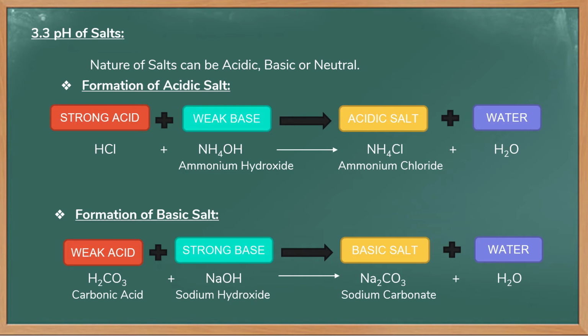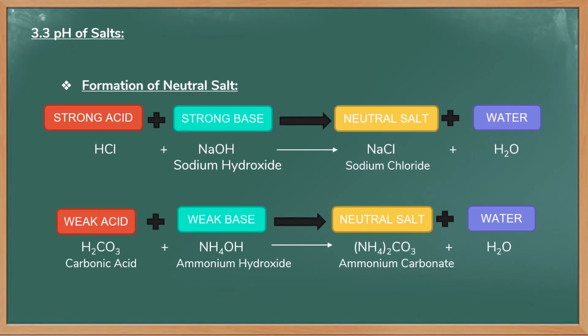Formation of basic salt. Basic salt is formed when a weak acid reacts with a strong base. Here carbonic acid is a weak acid and sodium hydroxide is a strong base. So the resultant salt, sodium carbonate, is a basic salt.